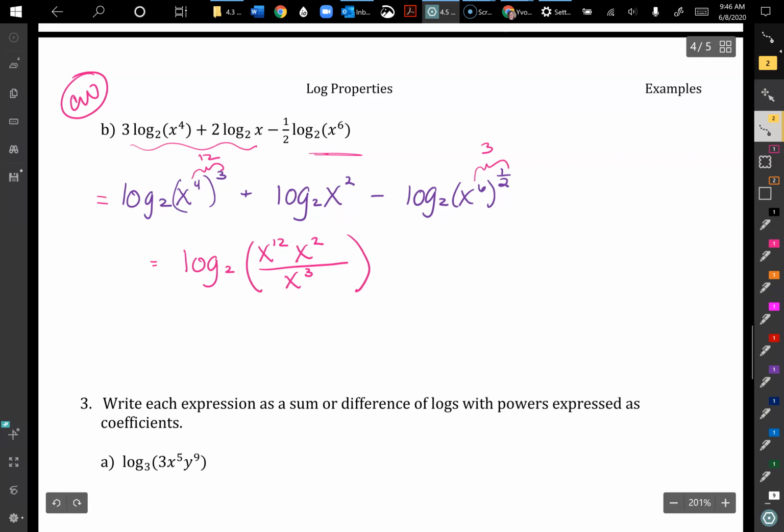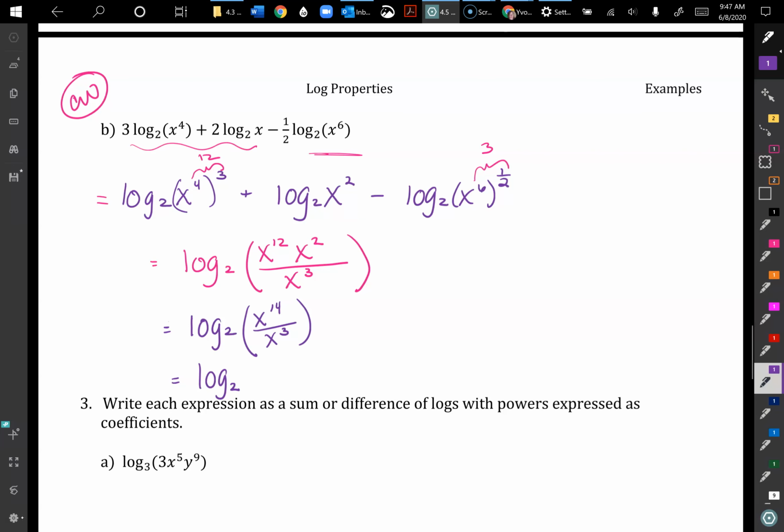That x to the 3rd has to go in the denominator because we're doing not just the difference to quotient, but the sum to product rule is happening in the numerator as well. Now one more step, we need to simplify this. So we would have log base 2 of x to the 14th over x cubed, which then becomes log base 2 of x to the 11th. That's why knowing your exponent laws is really critical here.